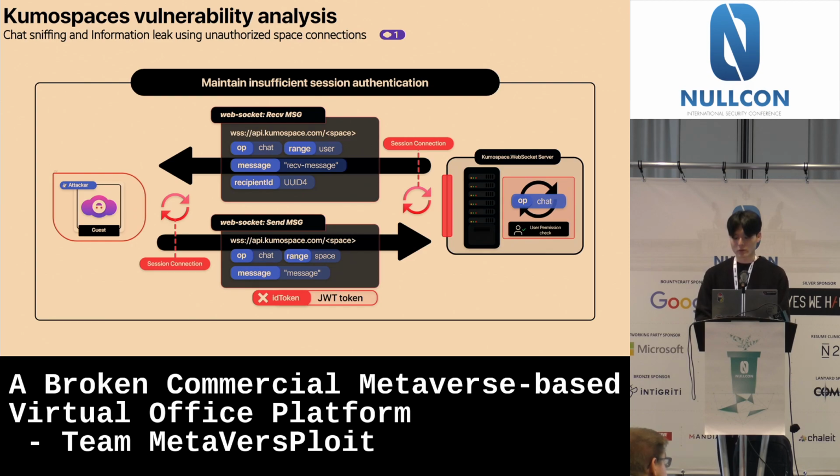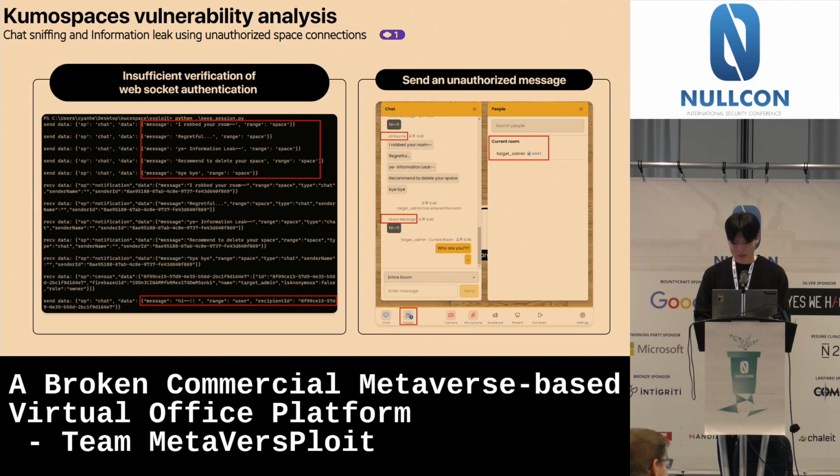This is a normal WebSocket communication from an attacker. When sending a chat message using the previously used API, if you change the space name to the target space, you can send the message to space without JWT token authentication. This is an attack screenshot using Python POC code. You can send a chat to all rooms, or you can send a one-on-one direct message. At this time, the sender's ID is unknown, so the sender sends a message anonymously.